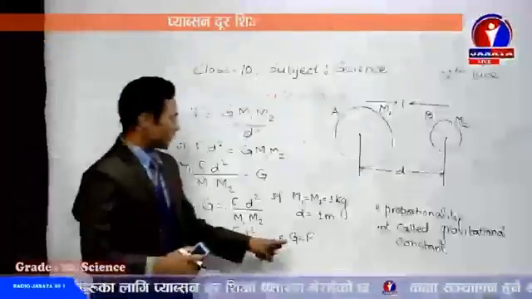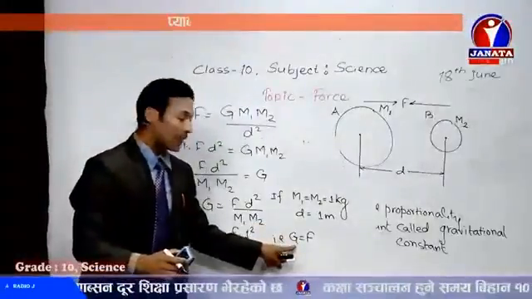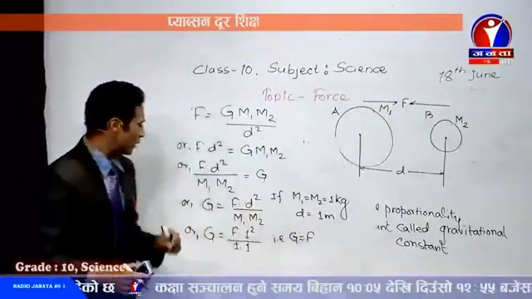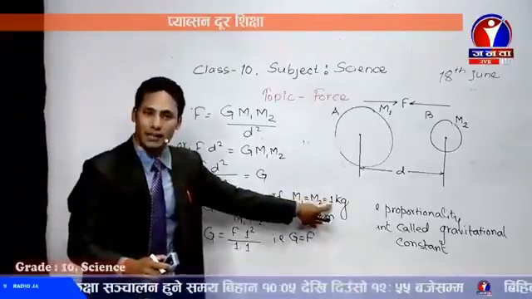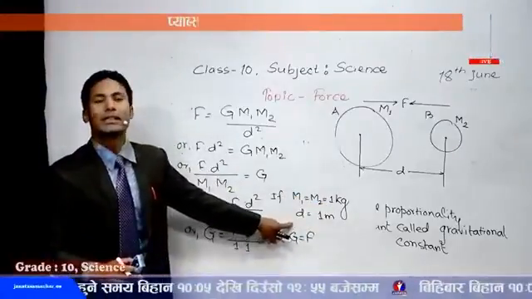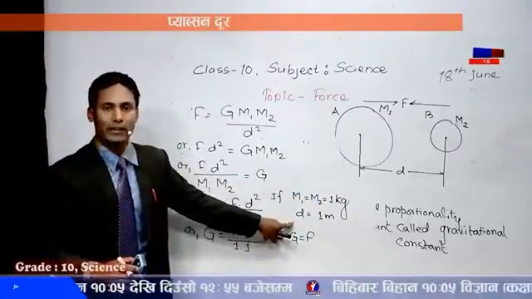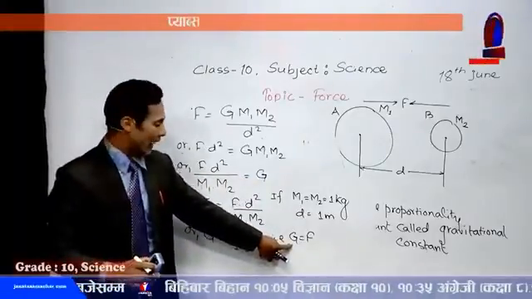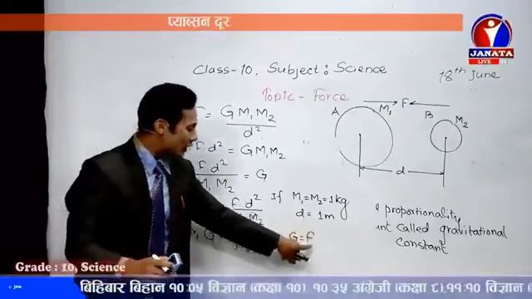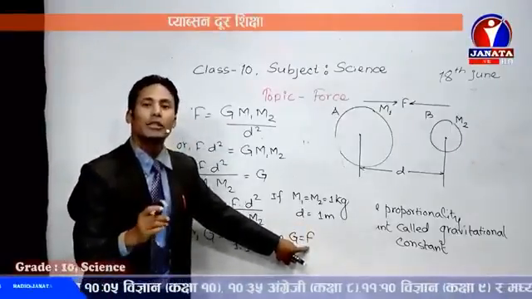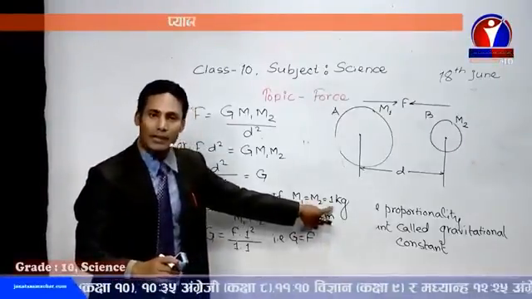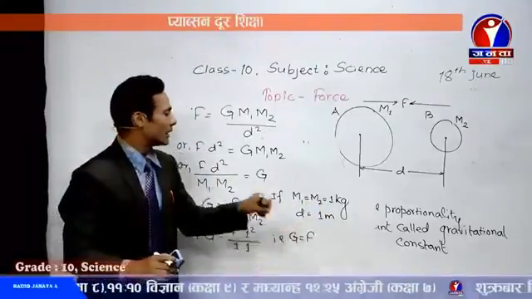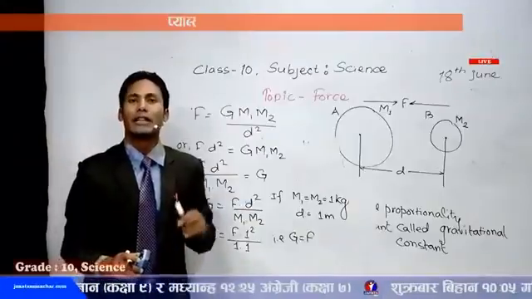So gravitational constant G can be defined as the gravitational force exerted between two unit masses separated by the unit distance. Clear? Let me explain once again. Gravitational constant G can be defined as the gravitational force exerted between two unit masses separated by the unit distance. That is the definition of gravitational constant.